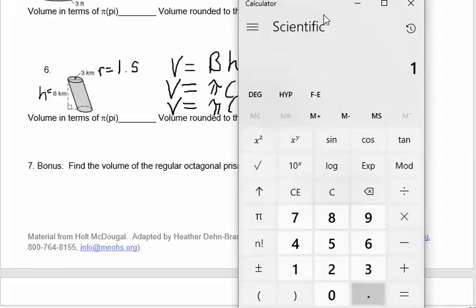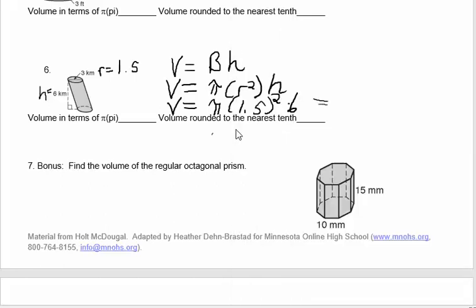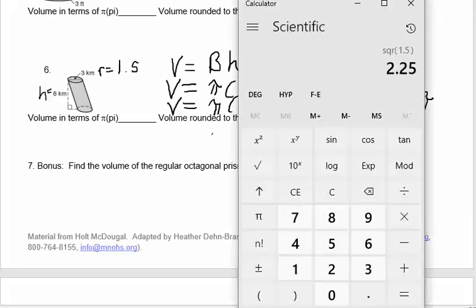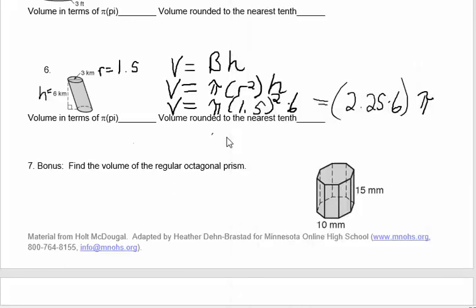So 1.5 squared is 2.25. So this would be 2.25 times 6, and then put the pi after that. We're not going to multiply this by pi if we want to leave it in terms of pi. So I take my 2.25 and multiply it by 6, the height, and that's 13.5. So in terms of pi, the answer would be 13.5 pi.